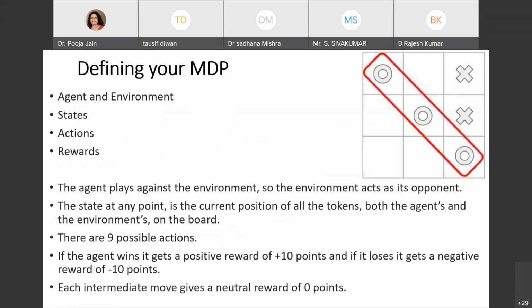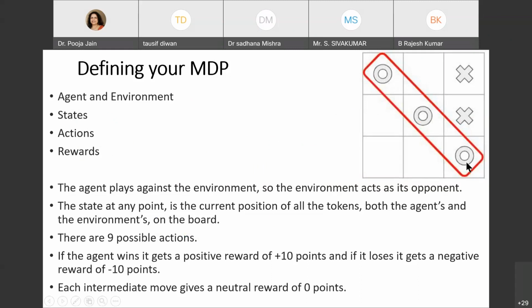Now, defining your Markov decision process is based on these things. Suppose we take an example of this tic-tac-toe puzzle in which we need to place marks so that they form a straight line. It may be a diagonal, an anti-diagonal, a vertical line, or a horizontal line. Okay, this is one example.